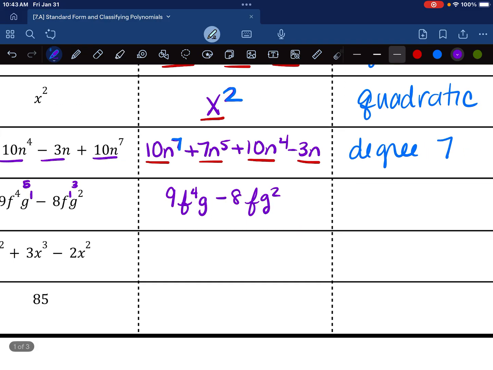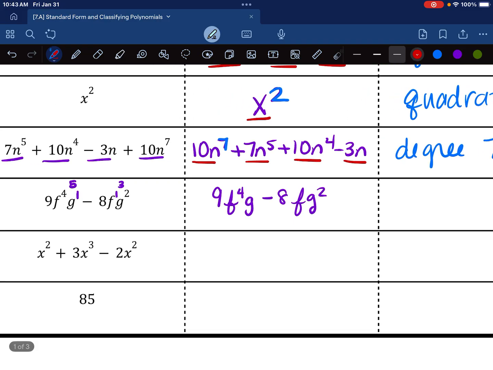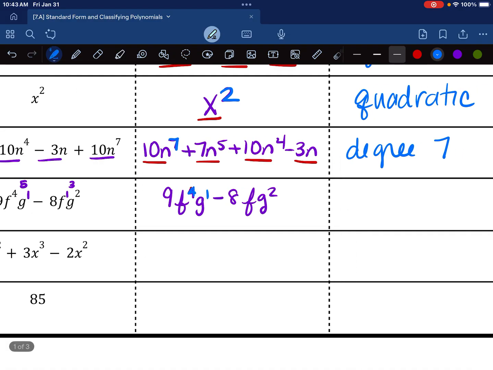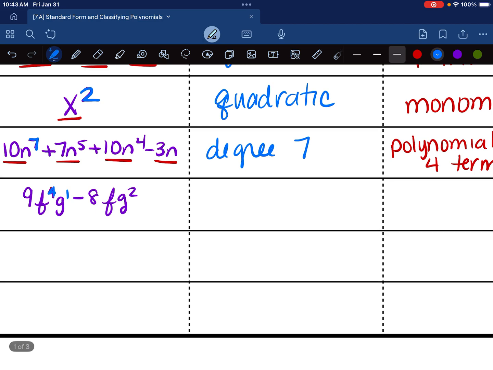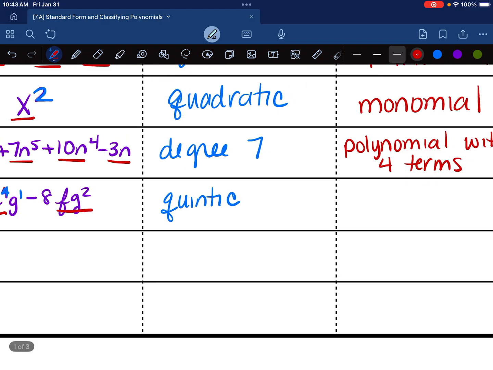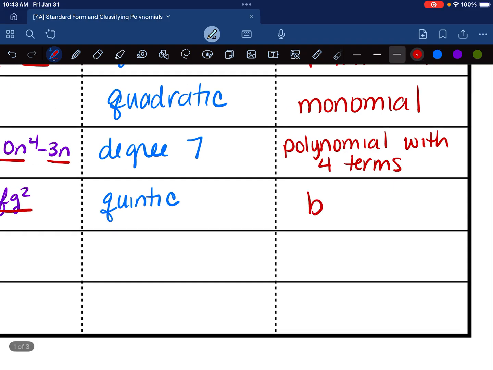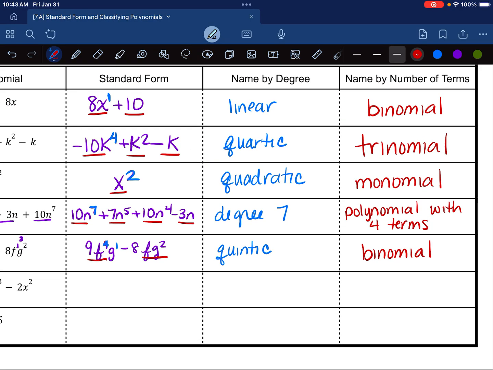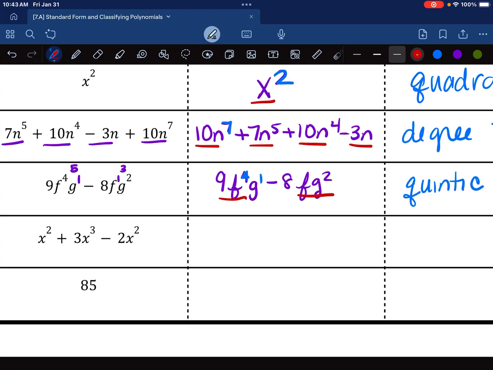All right. Now that 5 comes from the 4 and the 1 here. So 5th degree is called quintic. And there's 2 terms here. A 2-term polynomial is called a binomial. So I'd call that a quintic binomial. When they have 2 letters, 2 variables, these can be kind of annoying.